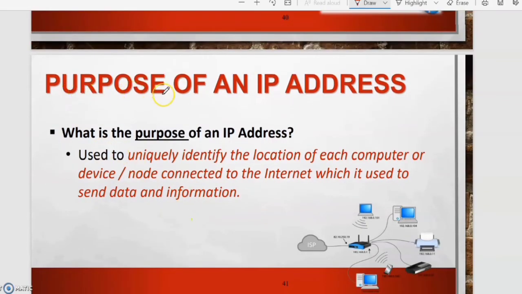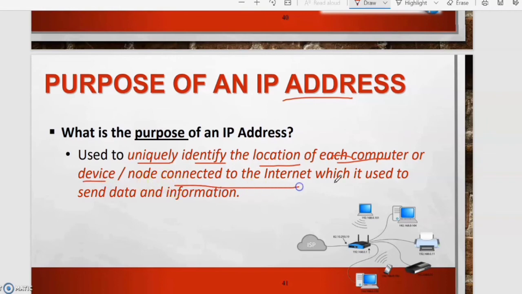Okay, second, you have to know the purpose of an IP address. Why do all these devices have an IP address? It is used to uniquely identify the location of each computer or device node connected to the internet, which is used to send data and information. So please take note.